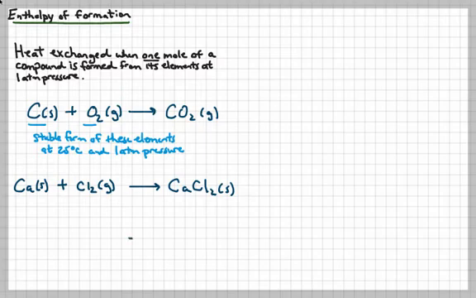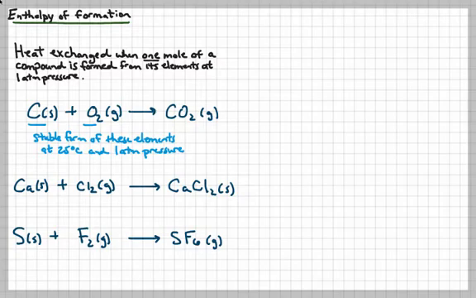Let's do another example. Formation of sulfur hexafluoride gas. In order to represent the formation of this from its elements, we need to know the stable forms of sulfur and fluorine at 25 degrees Celsius and 1 atmosphere pressure. Well, sulfur is simply represented as S, with (s) in parentheses to represent that it's in the solid state. Fluorine is a diatomic gas, F2, and so we'll write that as F2 gas.